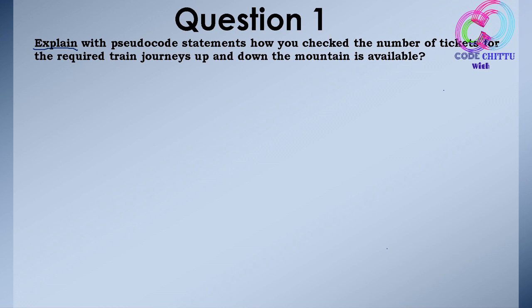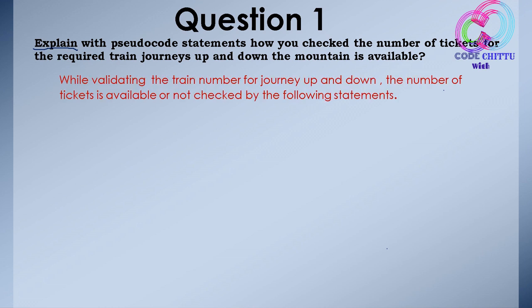First, both in up and down. So I have to write the lines like that. While validating the train number, we are getting the train number for journey up and down, and whether the number of tickets is available or not is checked by the following statements. You can use programming statements or pseudocode statements. If you use a programming language, suppose VB.NET, C++ or Python, you have to explain it, because those who are checking will check the logic only. So if you use pseudocode statements, you have to explain.